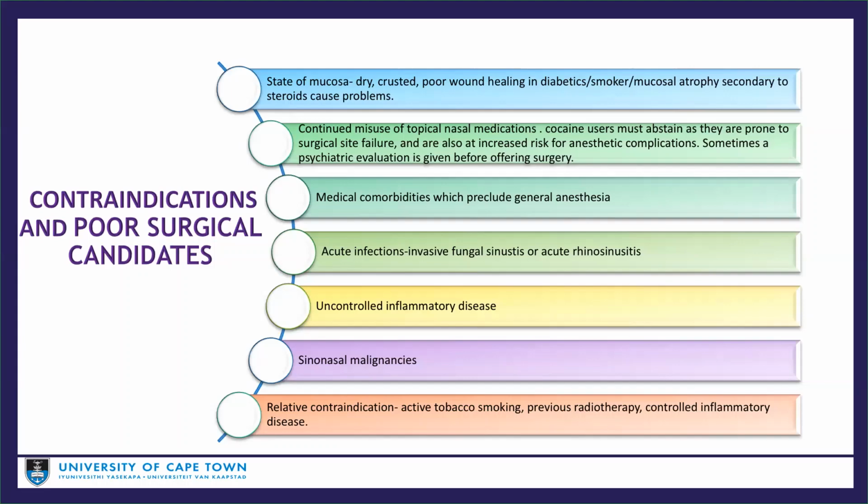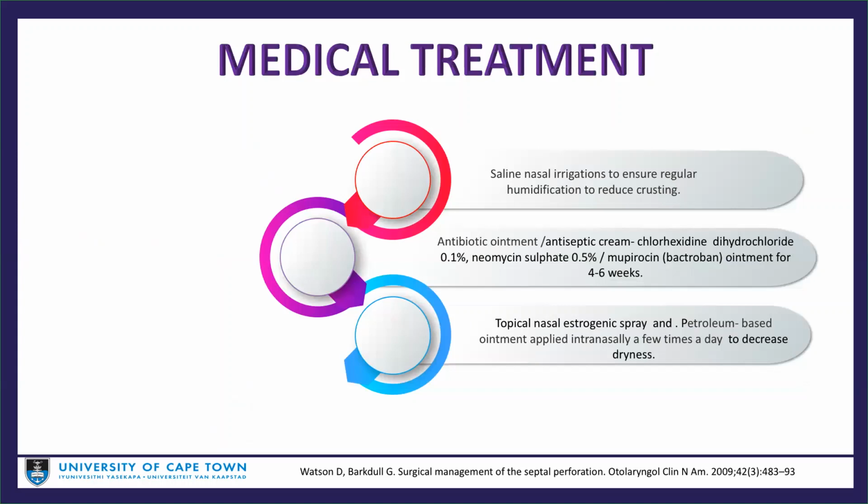If there are medical comorbidities which preclude the use of general anesthesia, we won't operate. Acute infections such as invasive fungal sinusitis or acute rhinosinusitis, uncontrolled inflammatory diseases, and sinonasal malignancies are also some of the contraindications to surgery. So as I mentioned earlier, the medical treatment includes saline nasal irrigation, and this is of alkaline medium. The aim is to prevent crusting. Antibiotic ointments, such as mupirocin ointment for 4 to 6 weeks and reassessment thereafter, and topical nasal estrogenic spray and petroleum-based ointments can also be applied.